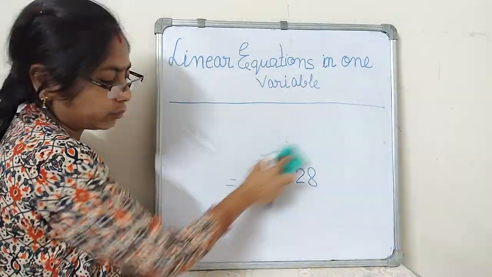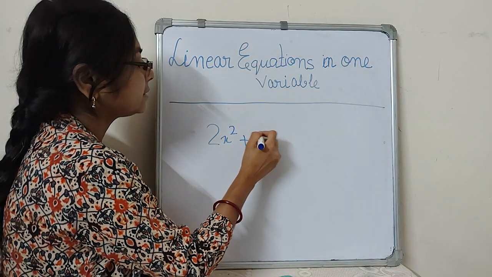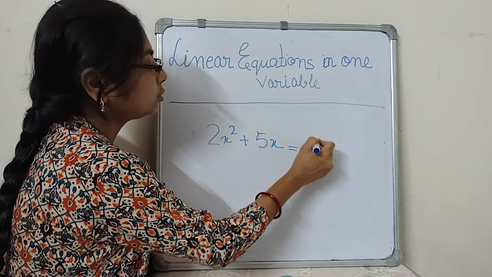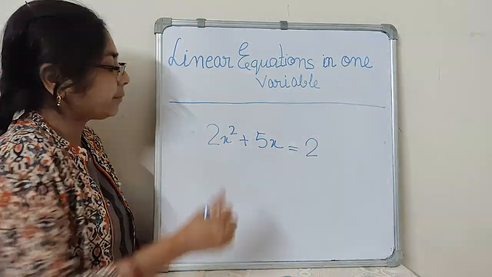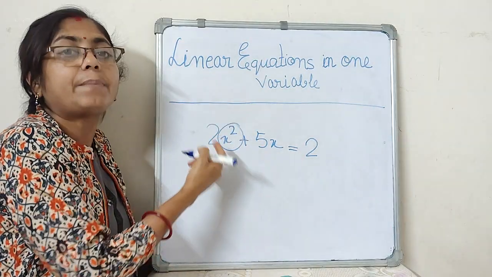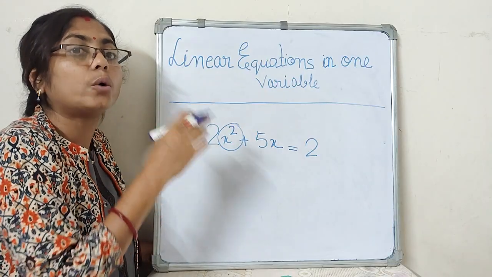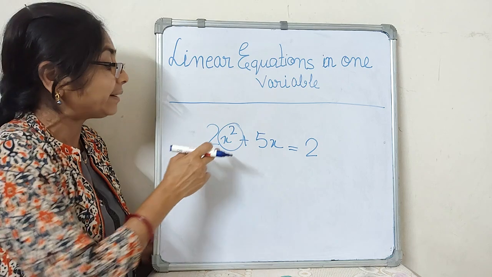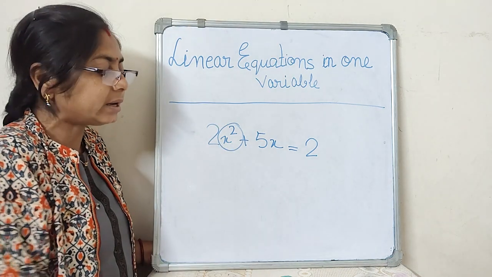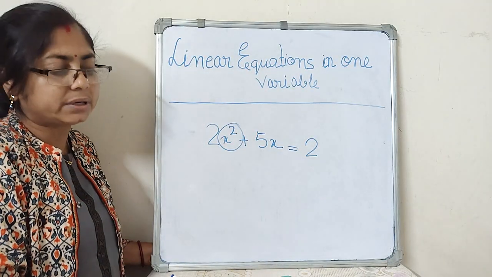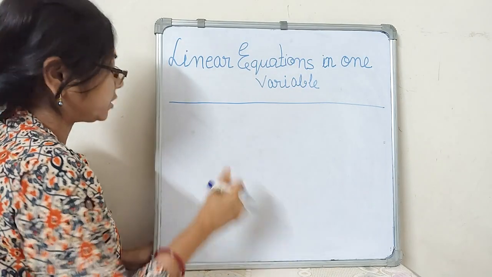Now I tell another one. 2x square plus 5x is equal to 2. Is it a linear equation? No, it is not a linear equation. Why? Because look, you check it. Here the power of x is x square. In a linear equation, the variable is always power 1. No 2, no 3. But here the variable power is 2. So it is not a linear equation. It is called a quadratic equation. Clear?